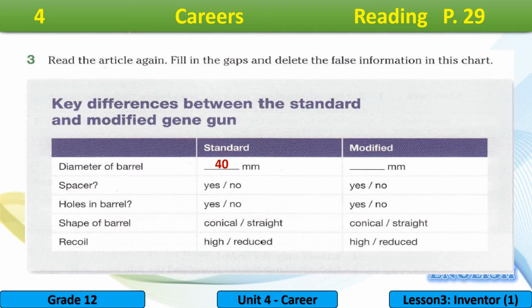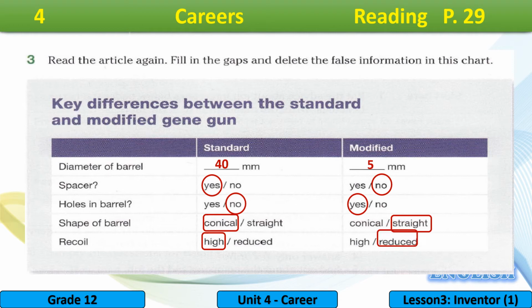40 millimeters in the standard, while only 5 millimeters in the modified. The spacer, it is available in the standard, but not available in the modified. Holes in the barrel, there are no holes in the standard, while there are holes in the modified. Shape of the barrel, it is conical in the standard, while it is straight in the modified. And the last thing, the recoil in the standard is high, while it was reduced in the modified one.